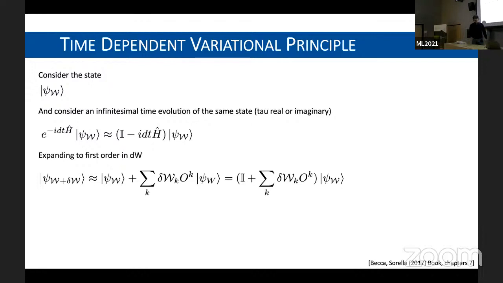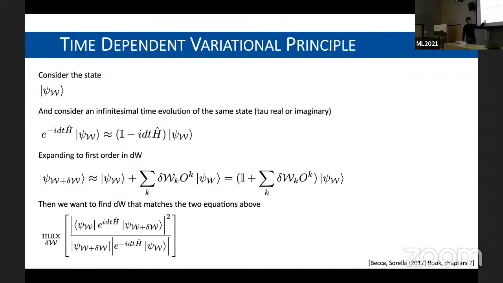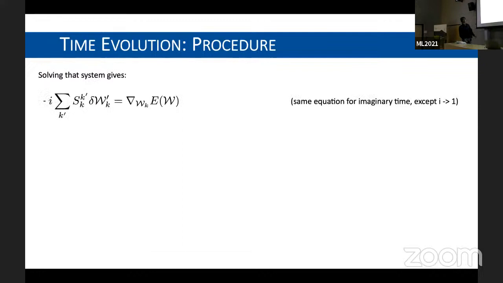And then what I want to do is solve this problem. I want to find the variation of parameters delta w that maximizes the overlap between the two states that I wrote above. This one, that is the exact state, and this one, that is the one where I slightly updated the parameters. I want to find this variation of parameters that matches, maximizes the fidelity with the exactly evolved state. And if you do a lot of algebra, it's not even too hard, you basically find that you have to solve a linear system of equations.